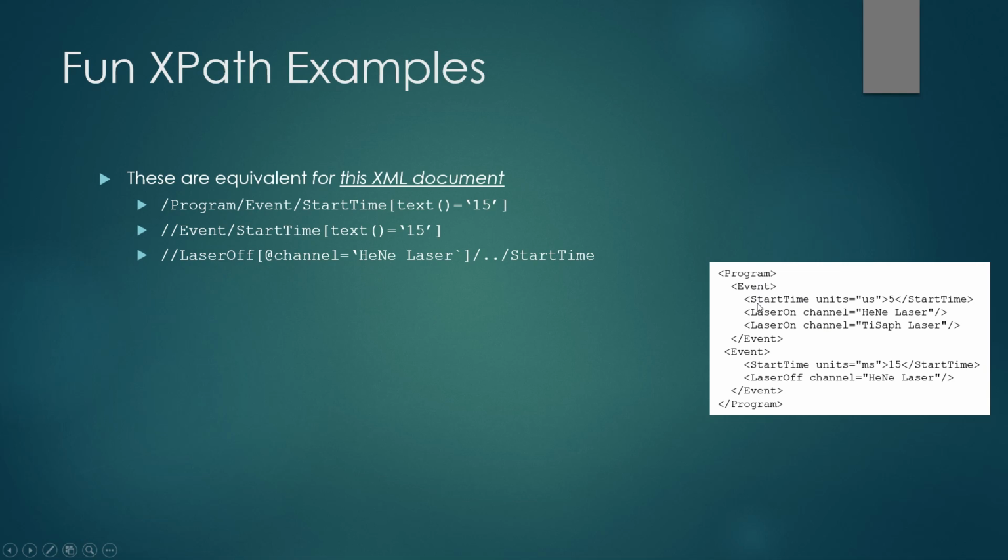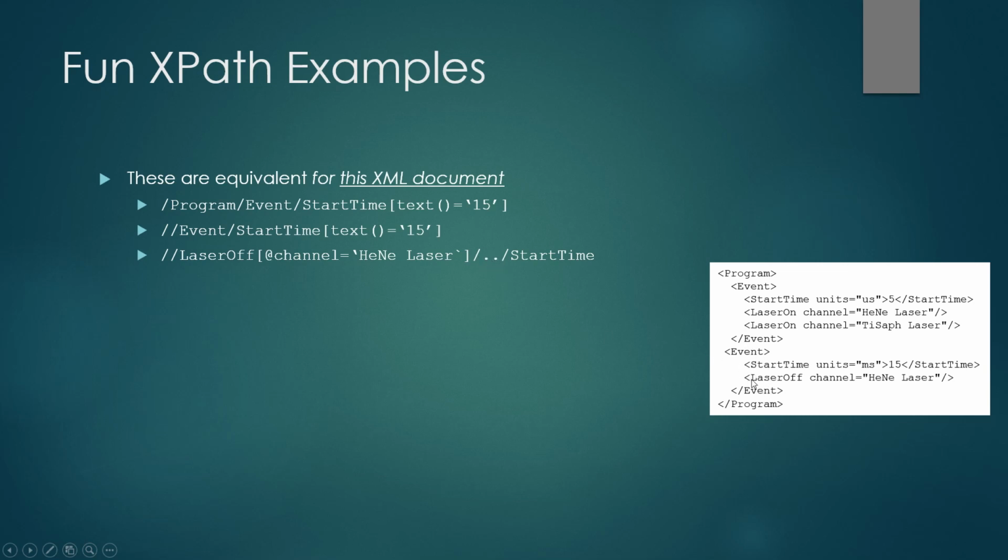Then we could even skip the start time and look at a sibling of it. So in this case, we're going to look at all the laser offs. So that's this guy down here. Then we're going to find the one who has an attribute called channel. That's this here. And its value is Heaney laser. Okay. Then we're going to, just remember, think the directory analogy. Then we're going to move the node set up a parent.